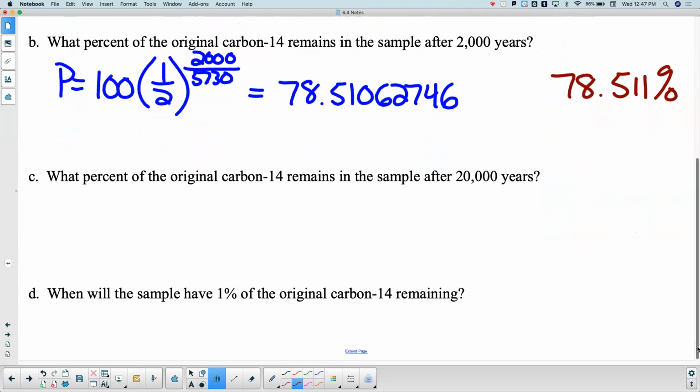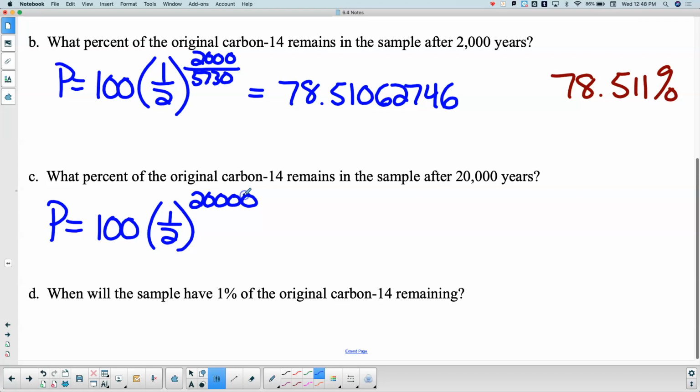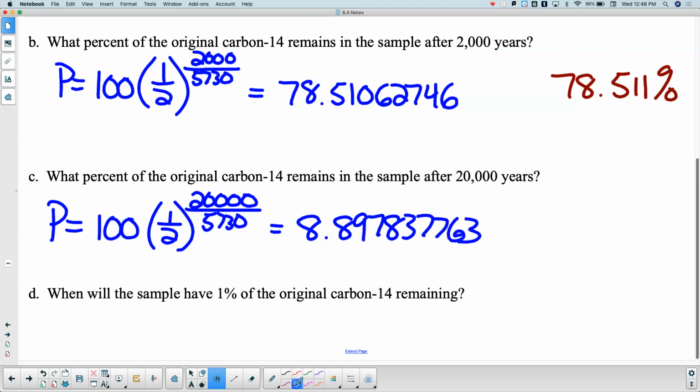What percent of the original carbon-14 remains after 20,000 years? So that would be P equals 100 times 1/2 to the 20,000 over 5730. 20,000 divided by 5730, 0.5 raised to that power, and then times 100, and I get 8.89783763, or 8.898%. Yes? Love it.